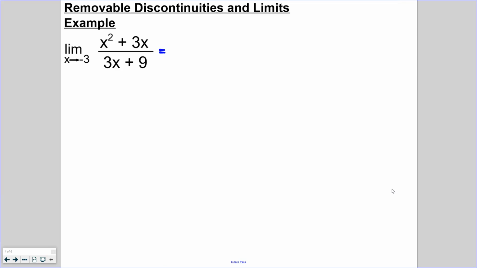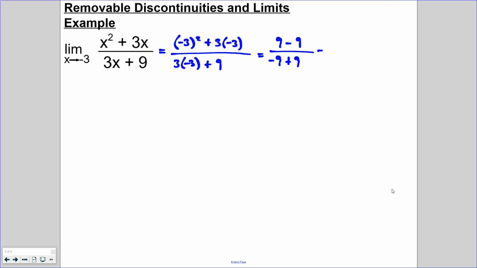So that means I'm going to replace all of the x's with negative 3. So we'll end up with negative 3 squared plus 3 times negative 3 all over 3 times negative 3 plus 9. And if we continue simplifying, we're going to get 9 minus 9 over negative 9 plus 9, which gives us 0 over 0.